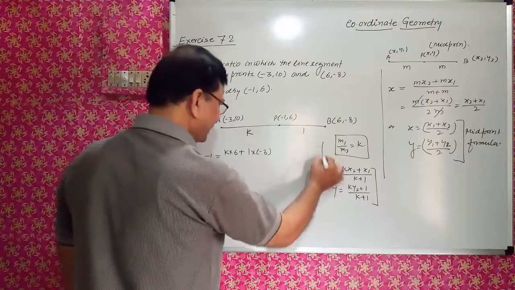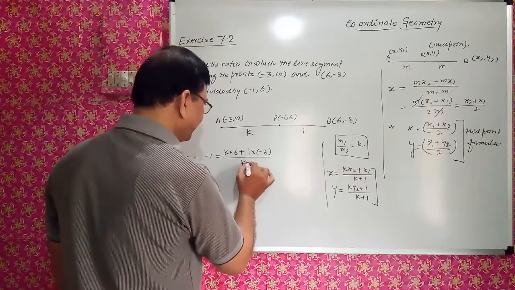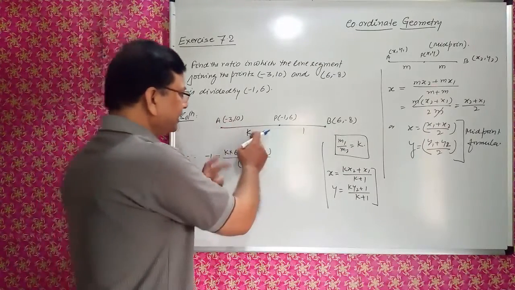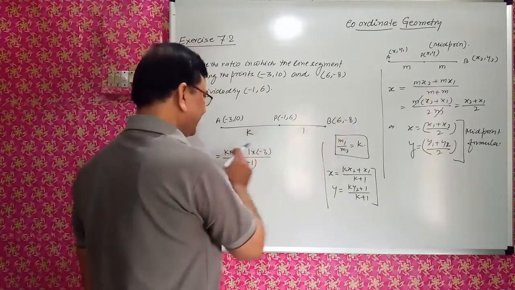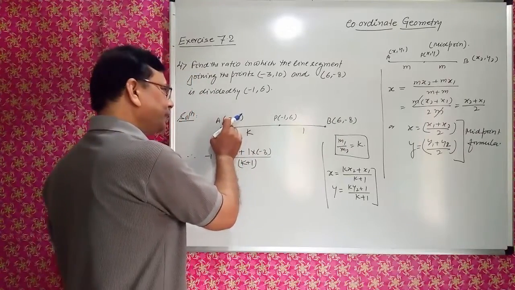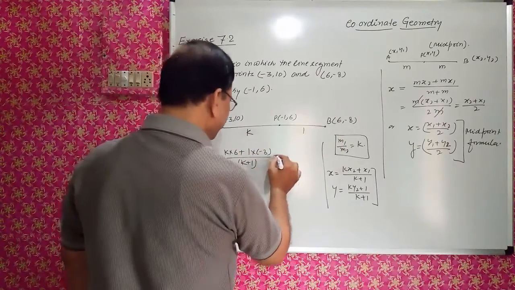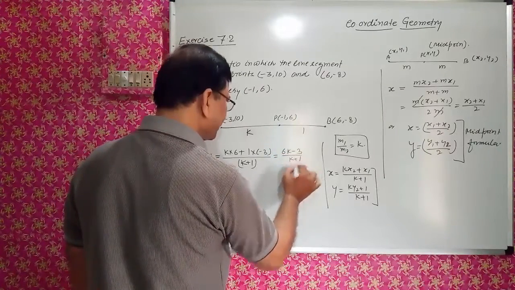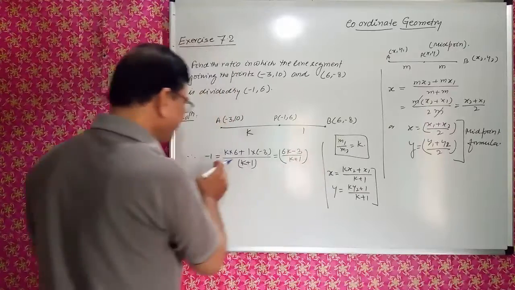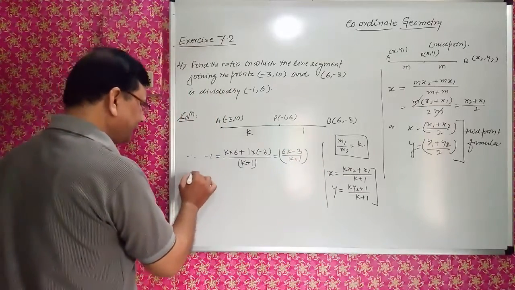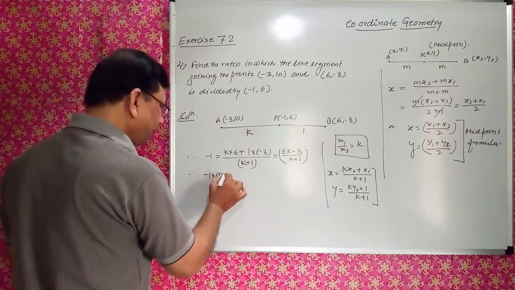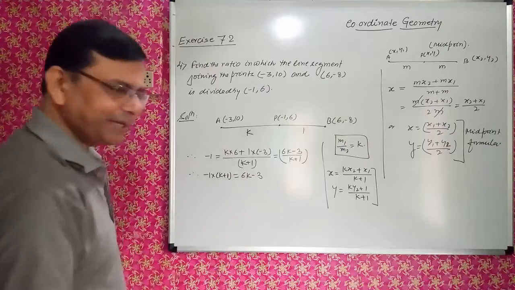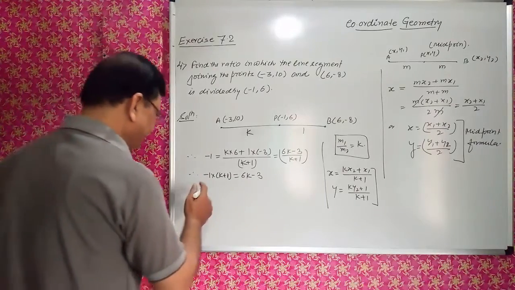Are you getting? Upon K plus 1. Okay? The ratio is K is to 1. K will be multiplied with the x coordinate, K into 6. 1 is multiplied with the x coordinate over here, that is minus 3, upon K plus 1. That is equal to 6K minus 3 upon K plus 1. So by cross multiplication, K plus 1 will come on this side. So minus 1 into K plus 1 is equal to 6K minus 3. We can simplify and we can find the value of K from here.